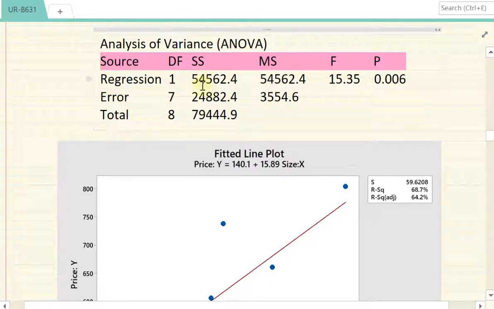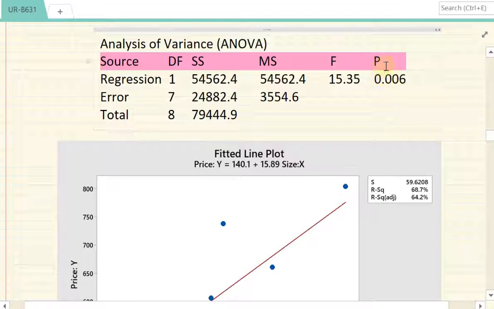These are sums of squares. These sums of squares will lead to variances. Actually, they find the variances this way. Once you divide the sum of squares by the degrees of freedom, you get these numbers. Divide this number by 7, you get that one. The F ratio here is the ratio of 54,562 by 3,554. And of course the p-value here.